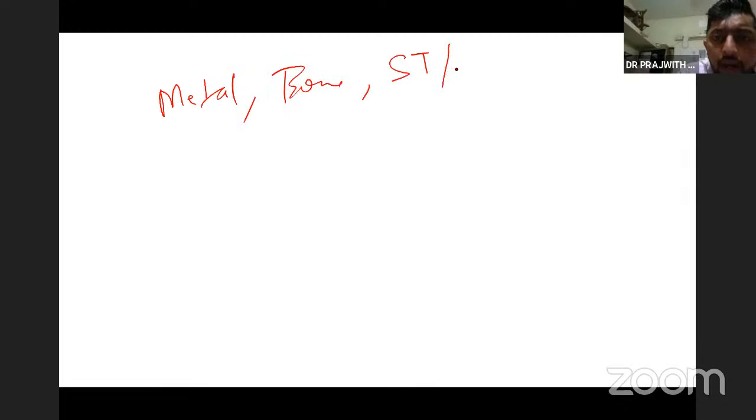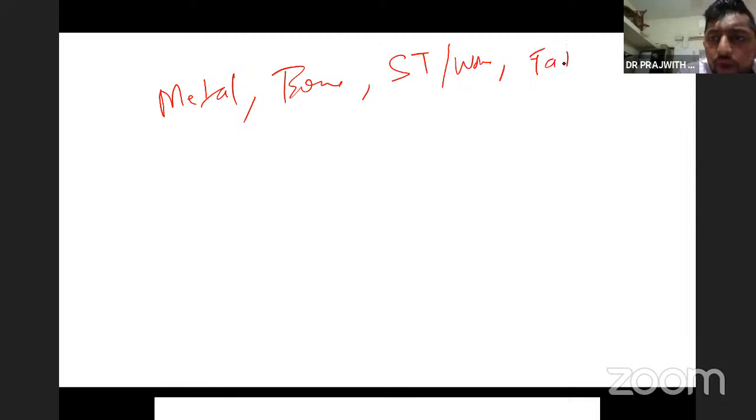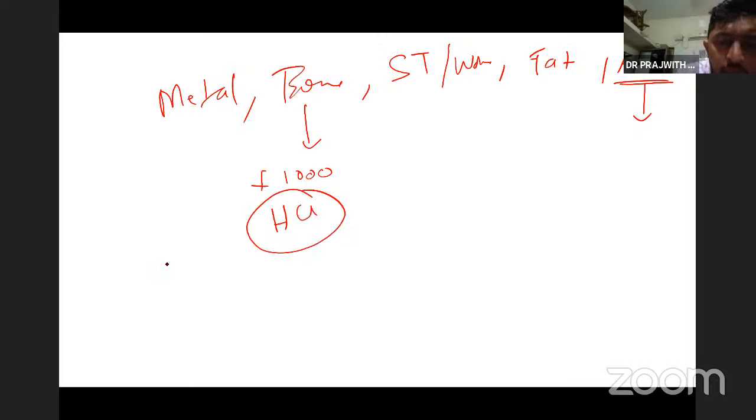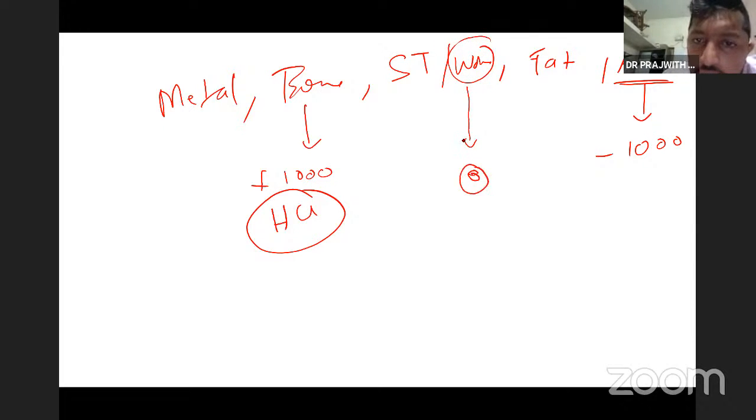Now, CT is a quantitative study, and I told you we have metal, then bone, then soft tissue and water, then fat, then air. So these are the densities that we can differentiate in an X-ray. But if we see the quantitative values of this, it is plus 1000 Hounsfield unit. Hounsfield unit is a value that we give in the CT. I'll explain it better when I talk about the CT. Whereas minus 1000 is the value of air, and water is usually 0.